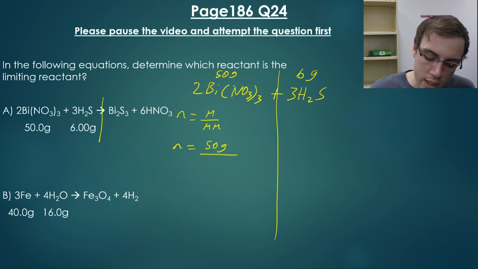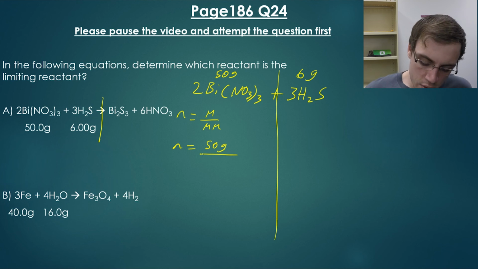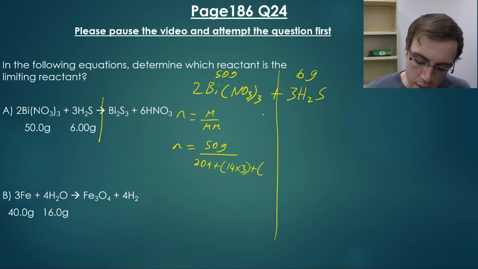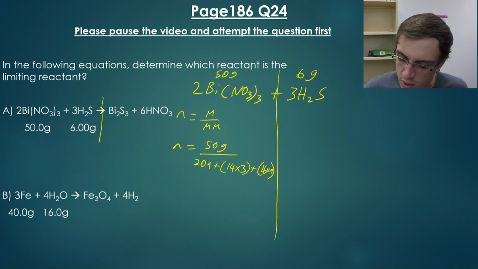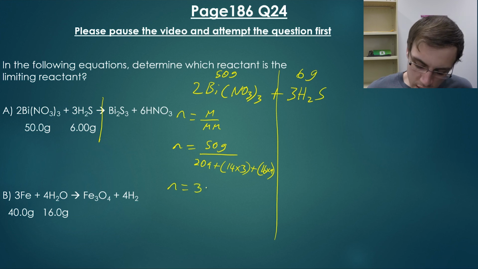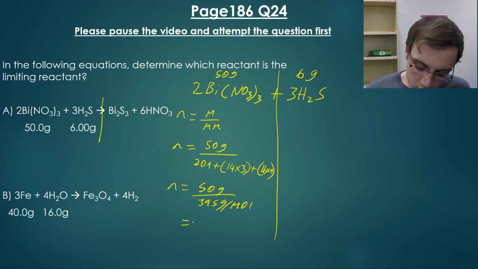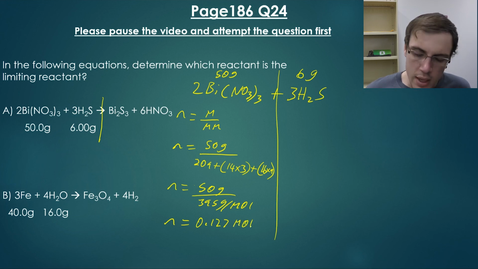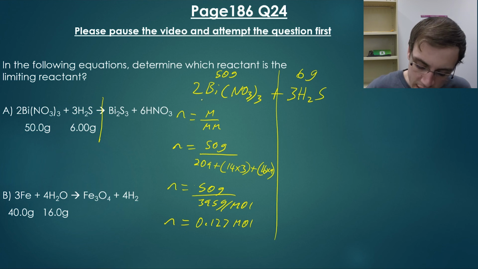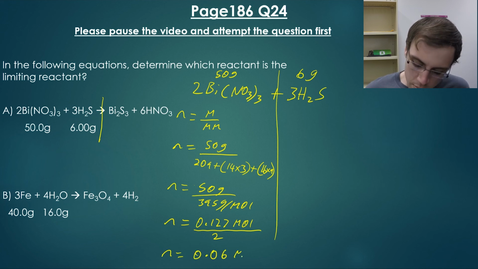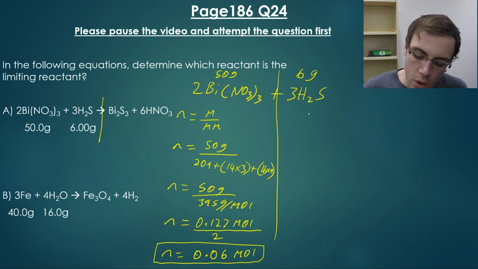So we look at the molar mass for beryllium, nitrogen, and oxygen. So we have 209 plus 14 times 3, because remember there's 3 lots of nitrogen, plus 16 times 9, because there are 9 oxygens. We add all of those together, and that gives us a molar mass of 395 grams per mole. So we go 50 divided by 395, and that will give us 0.127 mole. And it's now that we take into account the coefficient up here. So we divide this by 2, and that gives us 0.06 mole.